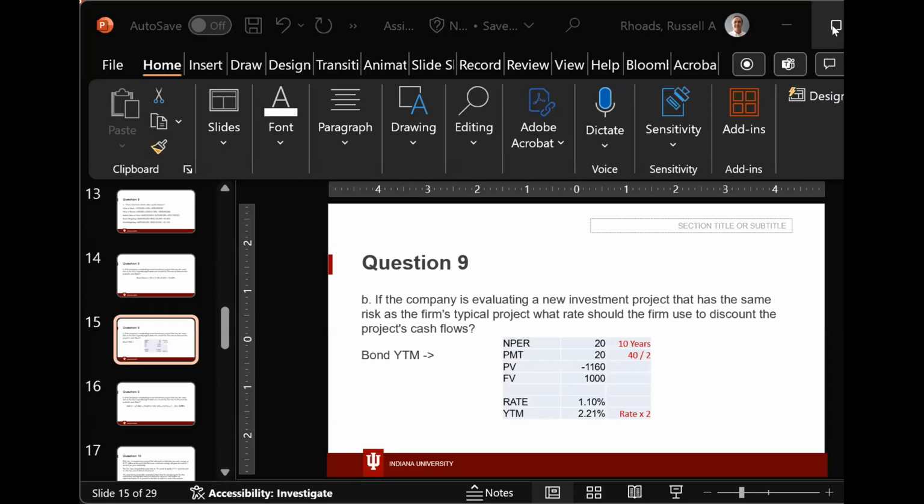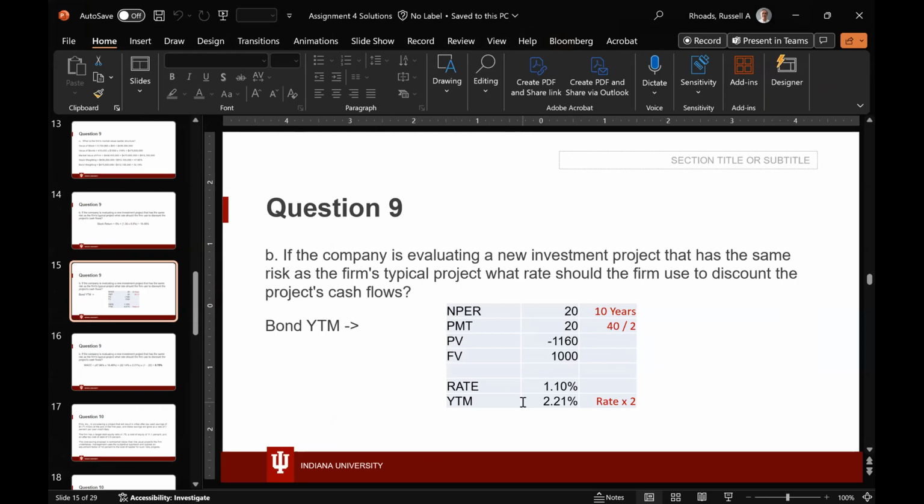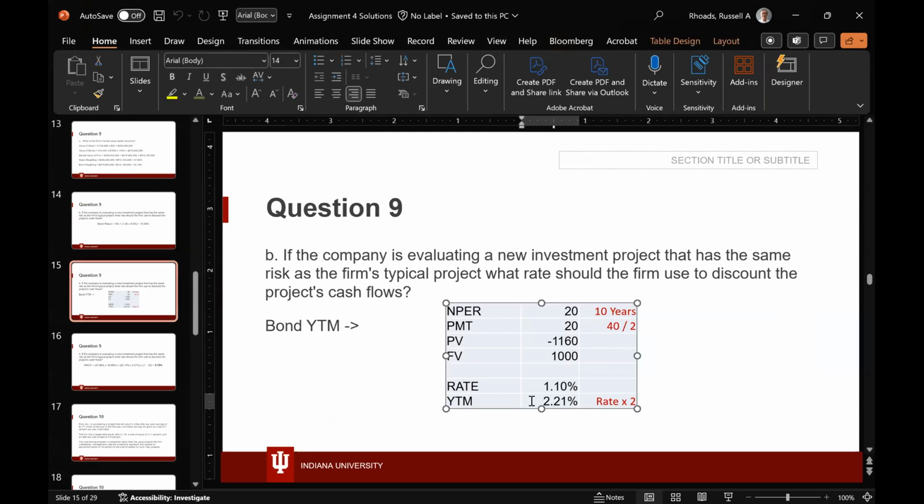Yeah, and this is real quick, this is the yield to maturity that you should use for that question. That 2.21%. It was a 10-year bond. They had 4% coupons, but it's $40 twice a year, so the payment's $20. The bond was trading at 1160. You get your par value at the end. When you use the rate function, you get 1.1%. And then when you double it, you get 2.21%. That's what you should use for the bond portion of the discount rate, not flat out the coupon rate of 4%.